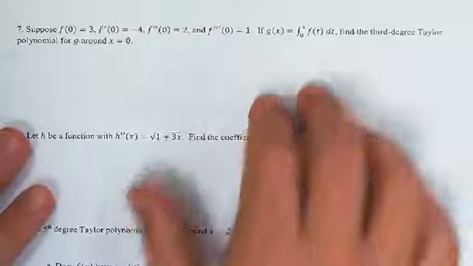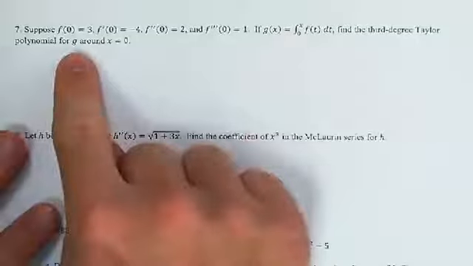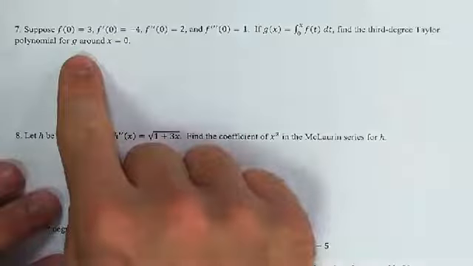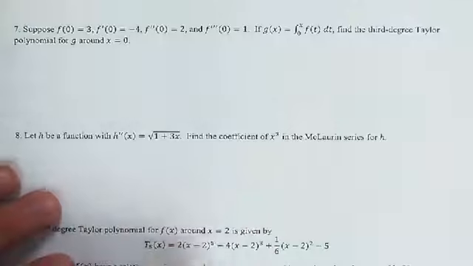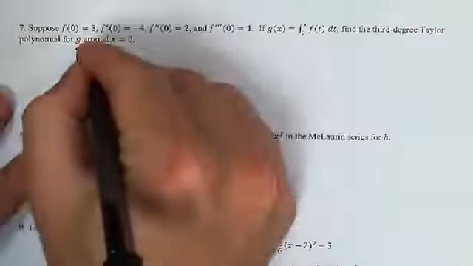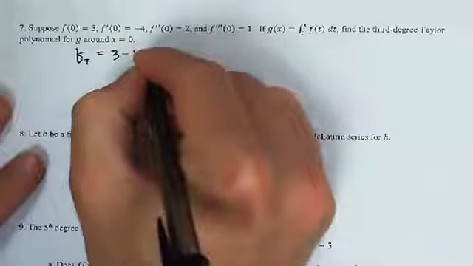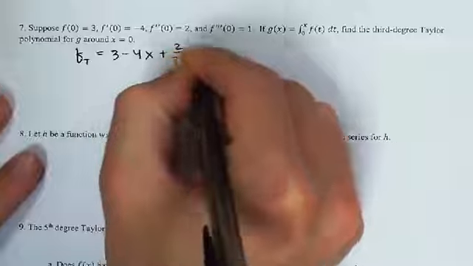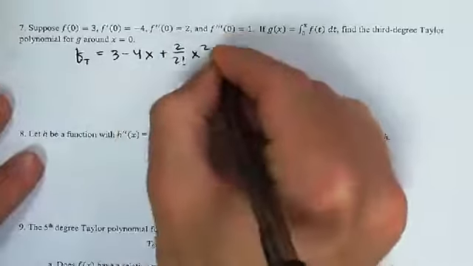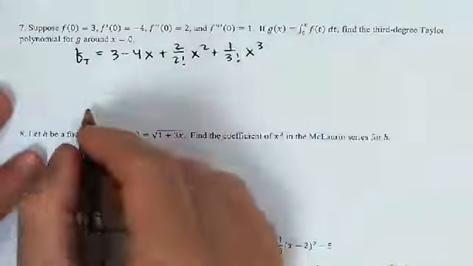So they're giving me information about f. G is an antiderivative for f. Find the third degree Taylor polynomial for g. Okay, we can do that. What I'm going to do is write out the Taylor polynomial for f, and I'm going to antidifferentiate it. Okay, so the Taylor series for f is going to be 3 minus 4x plus 2 over 2 factorial x squared plus 1 over 3 factorial x to the third.